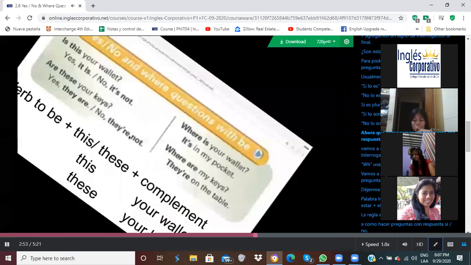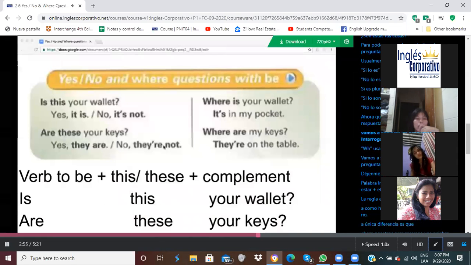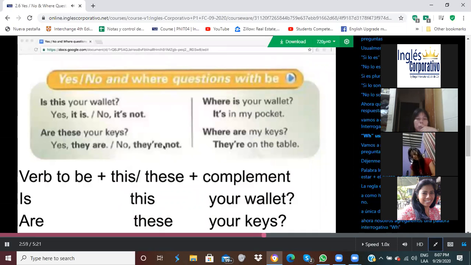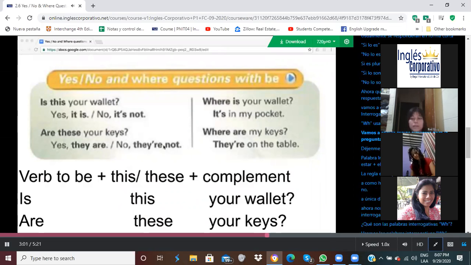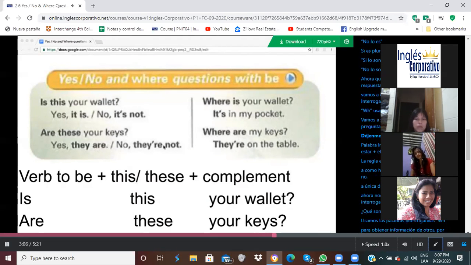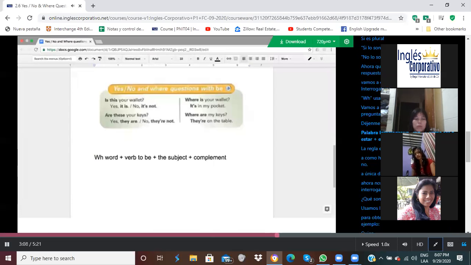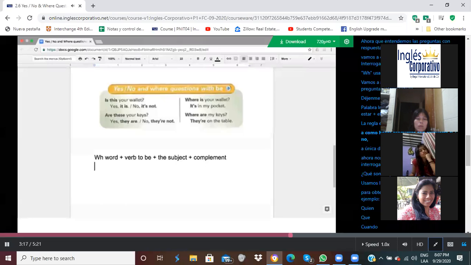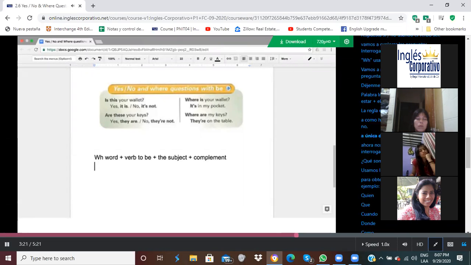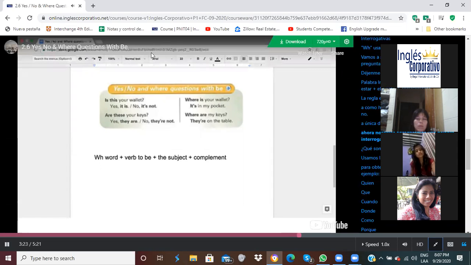Now that we understand yes or no questions with be, let's explore WH questions with be. We're going to follow a similar rule for WH questions. Let me go ahead and put that on the screen. WH word plus verb to be plus subject plus complement. The rule is very simple and it's quite similar as making yes or no questions. The only difference is that now we are adding a WH word.